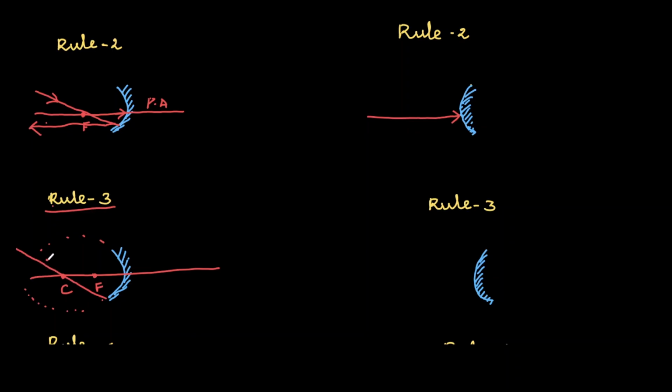it will be reflected back along the same line. It is not deviated. When the light passes through the center of curvature, it will be reflected back in the same line. This is the third rule.